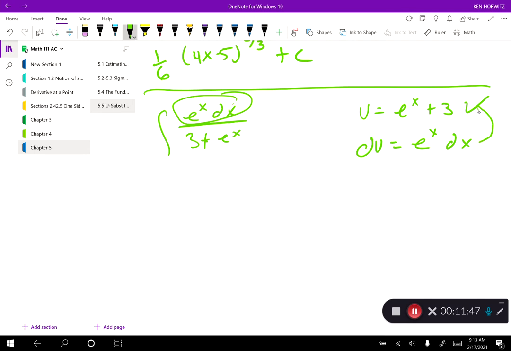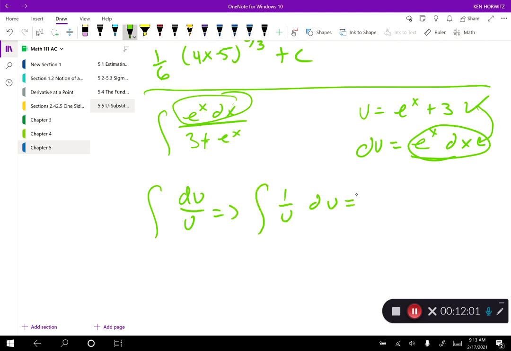And then when I do my derivative, the 3 disappears, and I'm left with what's exactly in the numerator. So I have the integral of du over u, which is the integral of 1 over u times du. Either way you want to write it is fine. But what function has a derivative of 1 over u? Is the question. So when I do my integral, I wind up with ln u, because if I do the derivative of ln u, the answer is 1 over u.